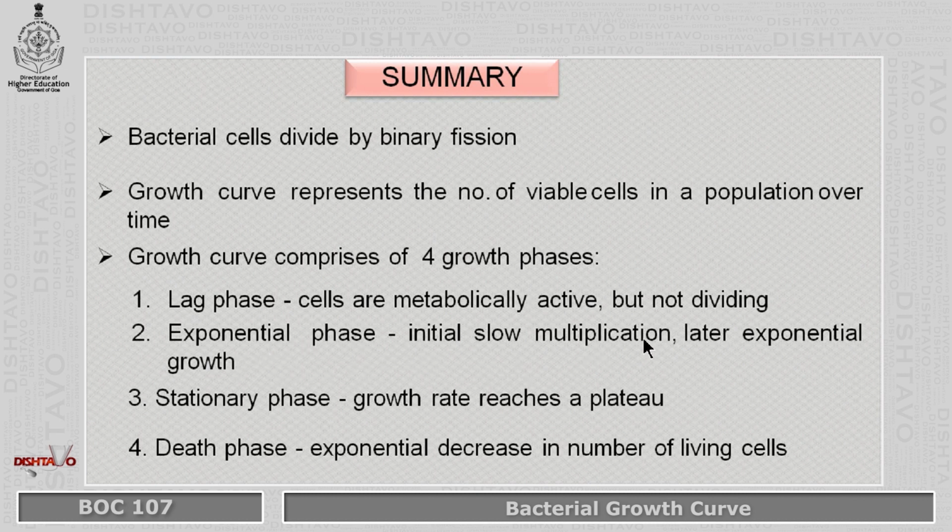Second was exponential phase, which shows initial slow multiplication of the cells, but later exponential growth of the cells takes place. Third was stationary phase, in which the growth rate reaches a plateau. And the last stage was death phase, where there is exponential decrease in the number of living cells.